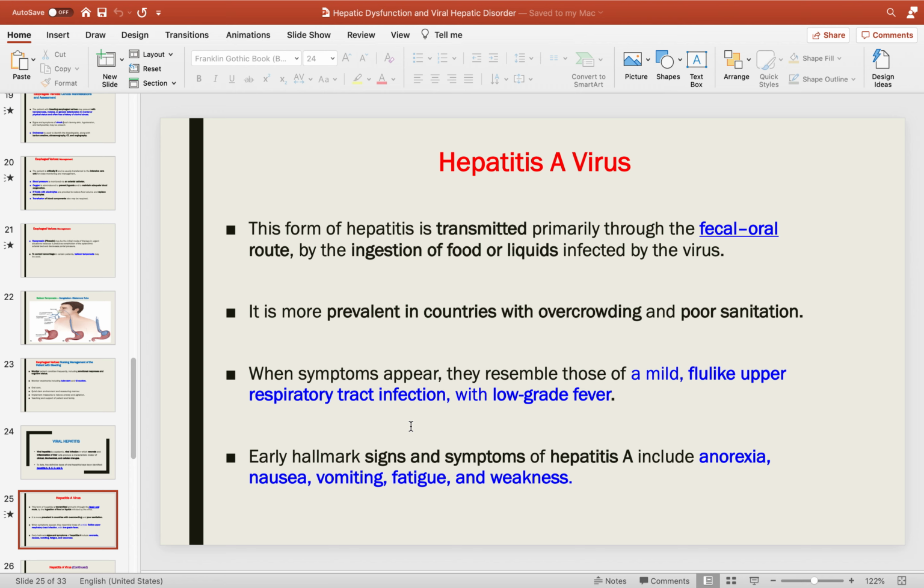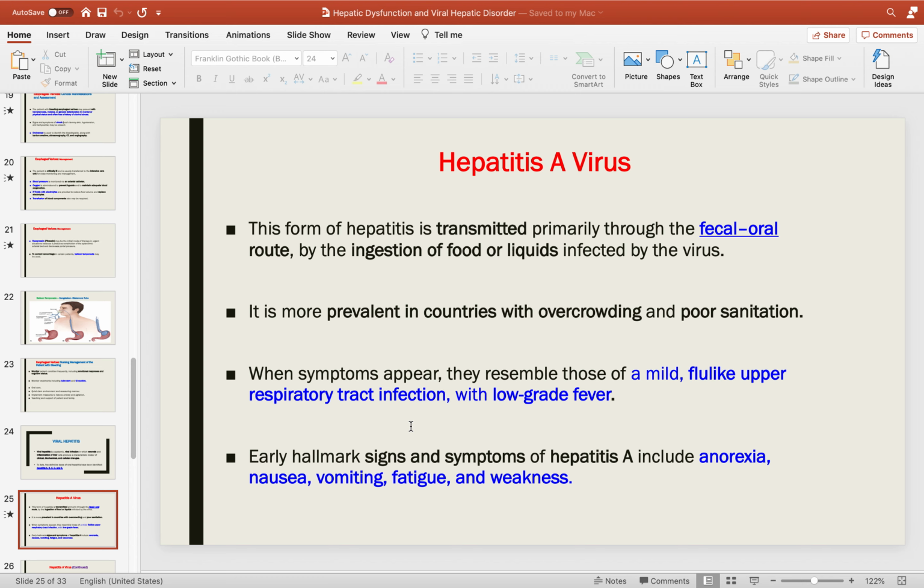This form of hepatitis is transmitted primarily through the fecal-oral route and by the ingestion of food or liquid infected by the virus. As I explained, it's very important to know that this type of virus is transmitted through contaminated water or contaminated food. So it's more prevalent in countries with overcrowding and poor sanitation. To prevent hepatitis A, it's very important to maintain hand washing.